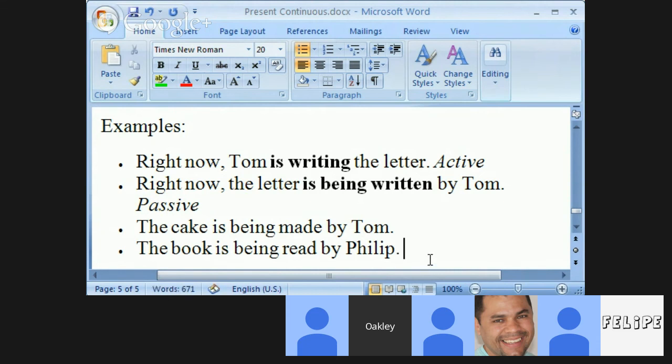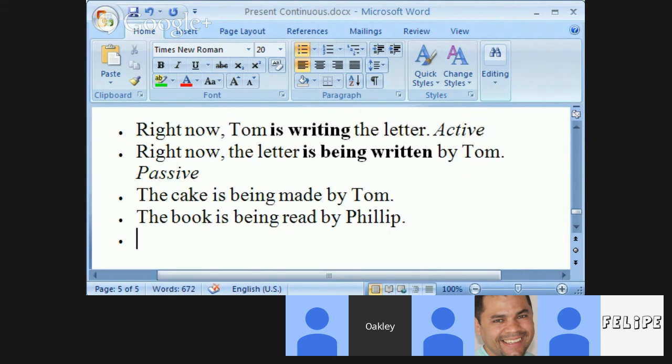All right. The book is being read by Philip. I think Philip has two L's, but okay. All right. Terrific. That's it. Pretty straightforward. Giselle, give this a try. The dinner is being made by my father.